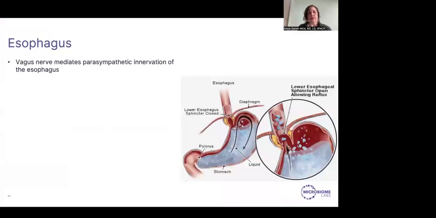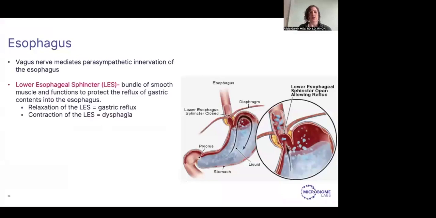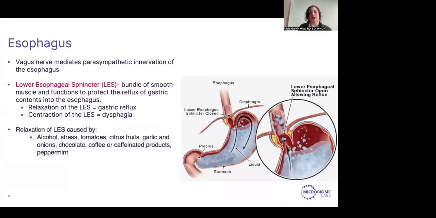So here the vagus nerve is again, that's going to essentially innervate the esophagus. And you have the lower esophageal sphincter, which is that bundle of smooth muscles at the bottom of the esophagus right before you get to the stomach. And if it gets too relaxed, that's when you get that reflux. And if it is too contracted, that can cause dysphagia. So these are the common triggers I think we're probably familiar with.